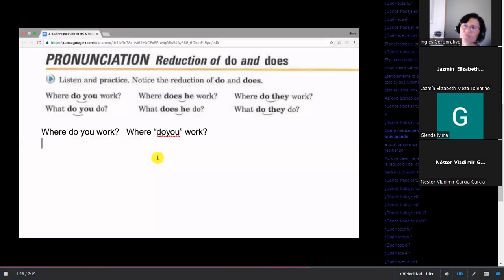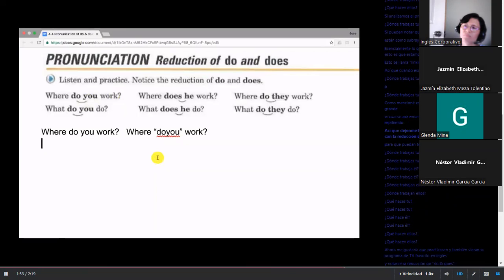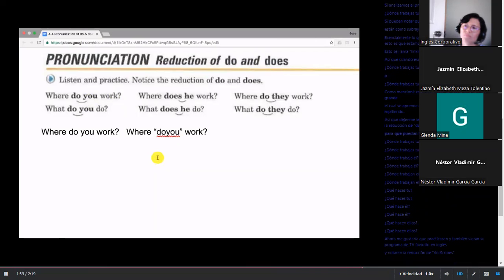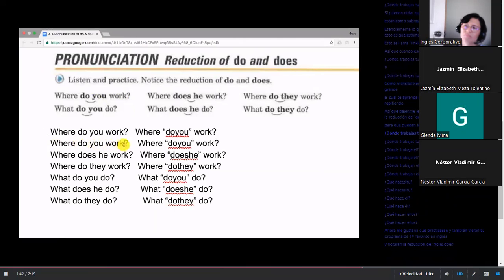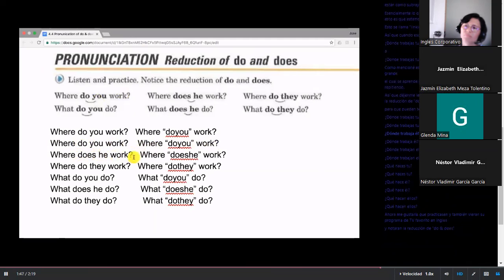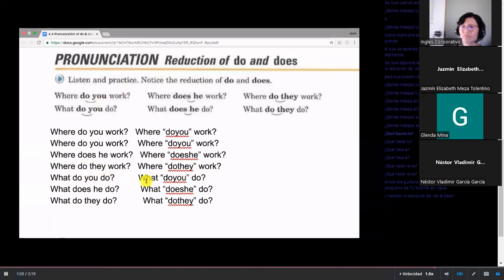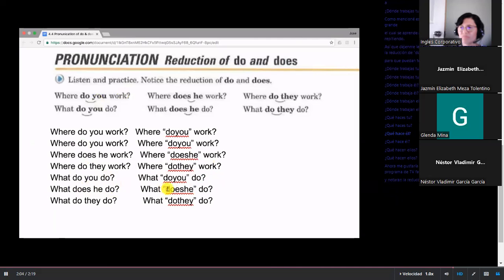As I mentioned, this is a very big pronunciation topic, which you learn by listening carefully and repeating. So let me read out the examples without the reduction and with the reduction of do and does, so that you can have a better idea. Where do you work? Where does he work? Where do they work? What do you do? What does he do?